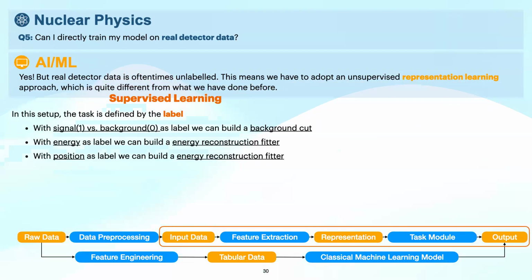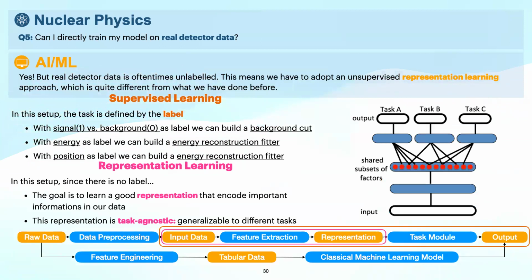So in supervised learning, the task is actually defined by the label if you think about it. When we have the label of signal versus background, 1 versus 0, we are basically training our model to be a background cut. When our label is energy, we are training our model to become kind of an energy reconstruction filter. And when our label is position of the event, we are training our model to become a position reconstruction filter.